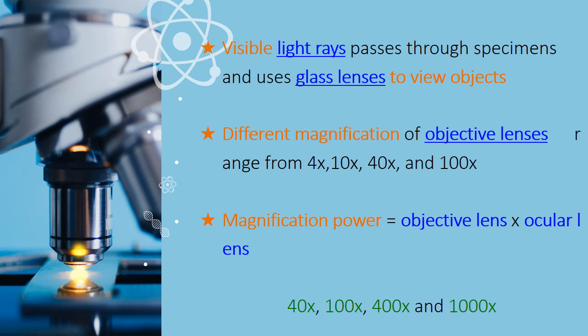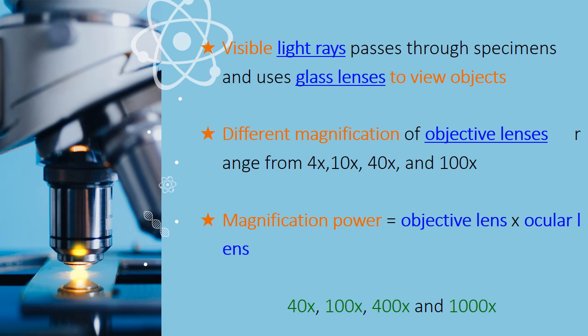Okay, so basically the visible light rays will pass through the specimens, and it will use the glass lenses to view the objects. The different magnifications of the objective lenses range from 4 times, 10 times, 40 times and 100 times. Basically, the lenses of 4 times to 40 times are the dry lenses, and the 100 times is the wet lens, which we should use with the oil immersion.